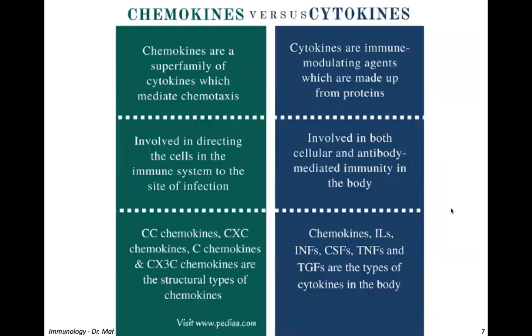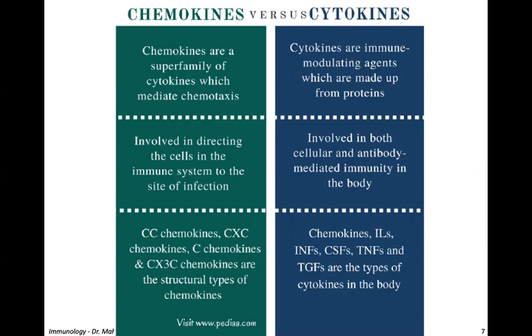So here is a very simplified difference between chemokines and cytokines. Chemokines are a superfamily of cytokines, as we said in the beginning of the lecture, and they mediate chemotaxis, while cytokines are immune modulating agents. Both of them are made of proteins. The chemokines are involved in directing the cells of the immune system to the site of infection, while the cytokines are generally involved in both cellular and antibody-mediated immunity in the body.